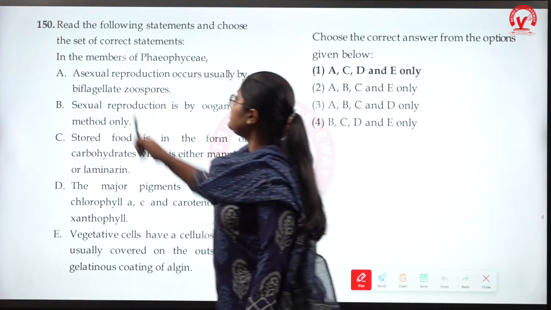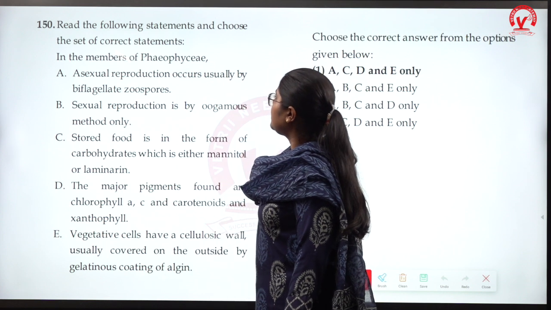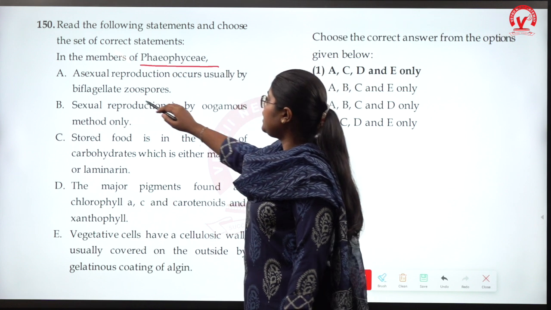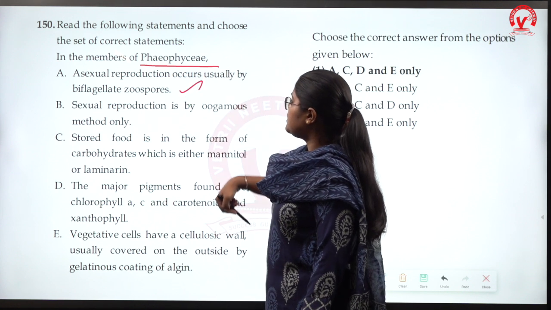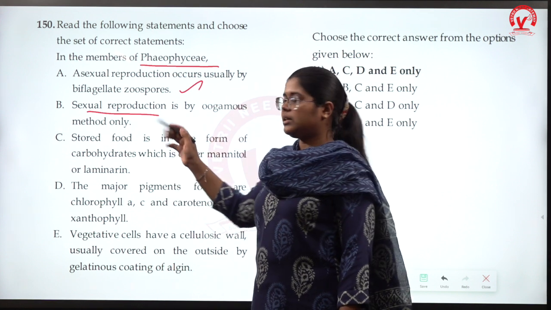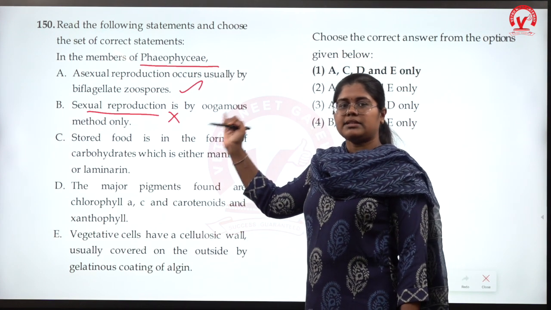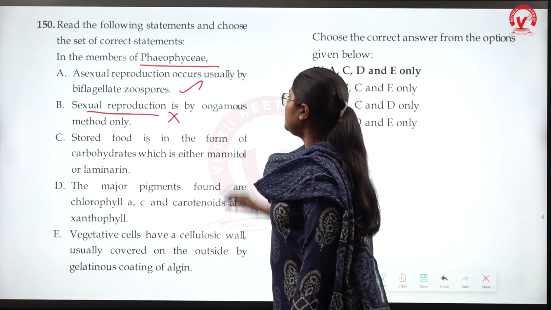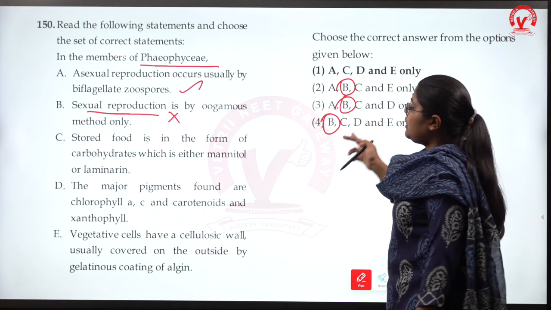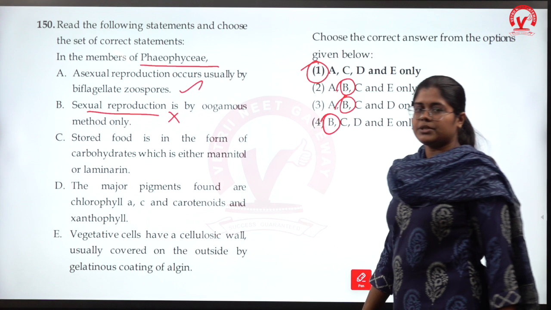So next question reads, read the following statements and choose the set of correct statements regarding brown algae. Here, asexual reproduction occurs usually by biflagellate zoospores, they have given. It is a correct statement. Next, they have given that sexual reproduction is by oogamous method only. It is an incorrect statement because here all three methods, isogamous, anisogamous and oogamous, occur. So once we know the second option is wrong, we can strike out three options and we will get the answer. First option is correct.